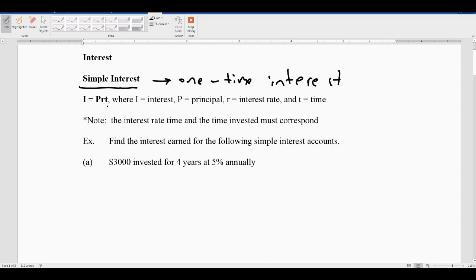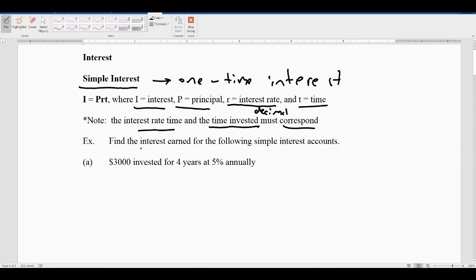So the formula we're going to use is I equals PRT. I is interest, P is the principal. Principal is what you invest or borrow, but we're going to do investments here. R is interest rate as a decimal. And T is the time invested. The interest rate and the time invested must correspond. So that's a big deal.